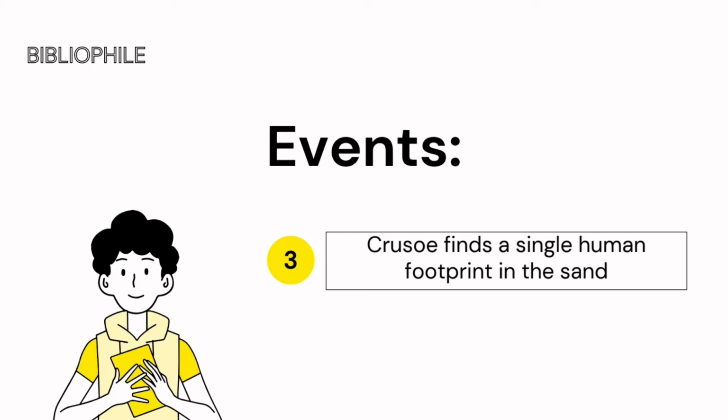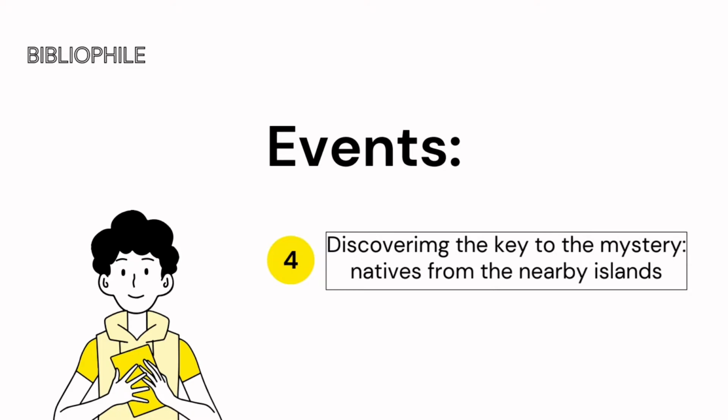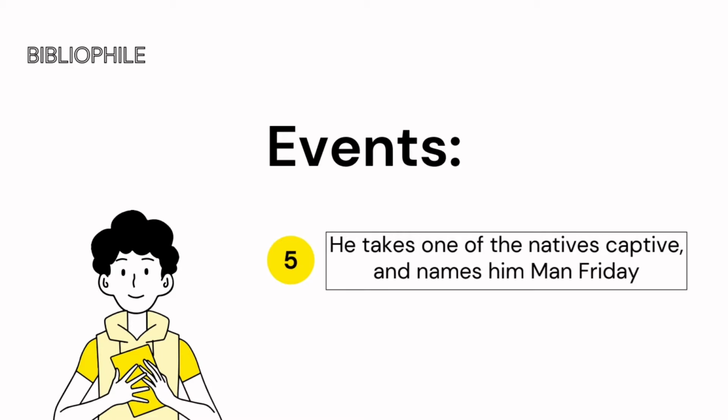But he has to wait another 10 years before he discovers the key to the mystery: natives from the nearby islands, who practice cannibalism, have visited the island, and when they next return, Crusoe attacks them, using his musket salvaged from the shipwreck all those years ago. He takes one of the natives captive, and names him Man Friday because, according to Crusoe's probably inaccurate calendar, that is the day of the week on which they first meet.